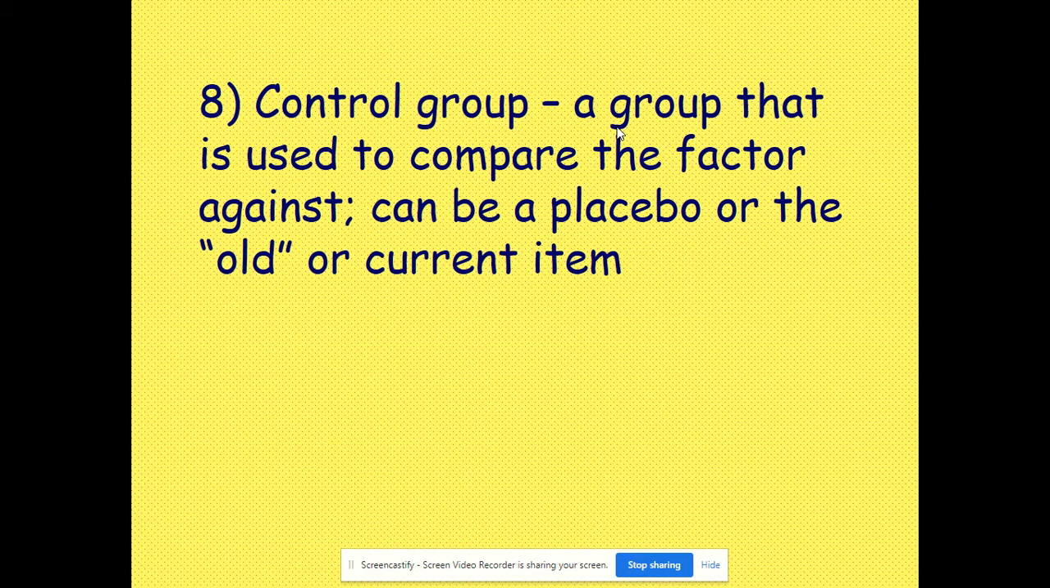The whole point of a control group is to be able to compare it to. A lot of times in studies with drugs, a placebo is used, so they look at it and they think they're getting the pill, but they're not, or they don't know if they are or not. In my scenario with the rabbits, I could have done the old food versus the new food. The old food could be considered my control group.